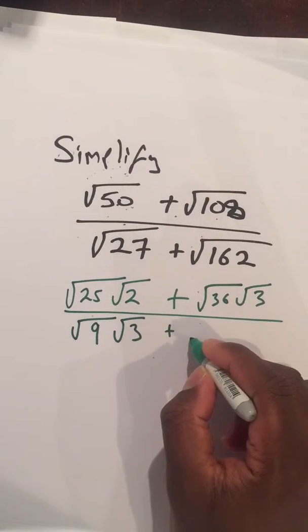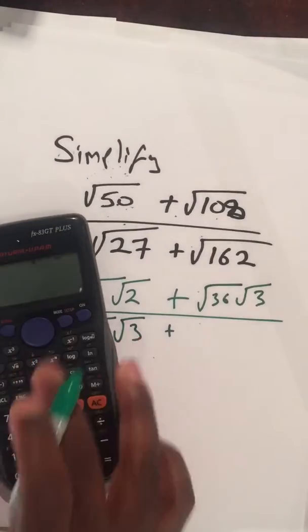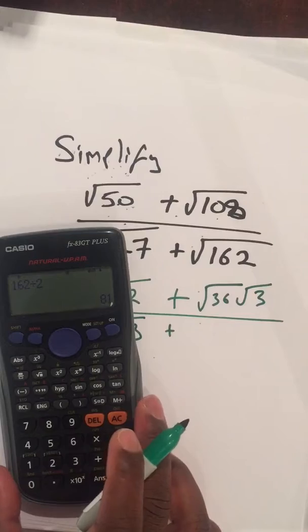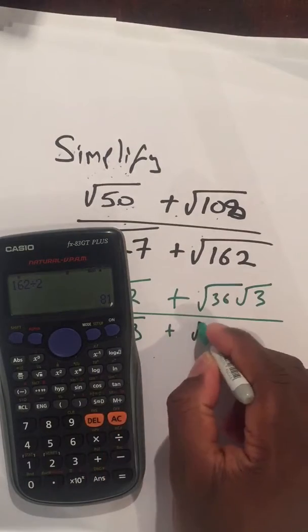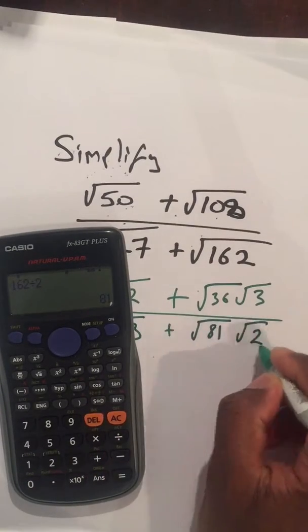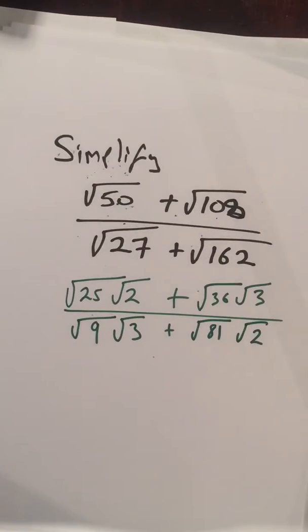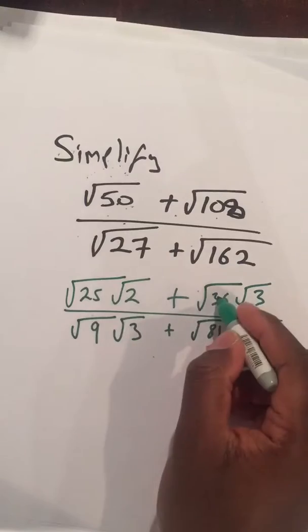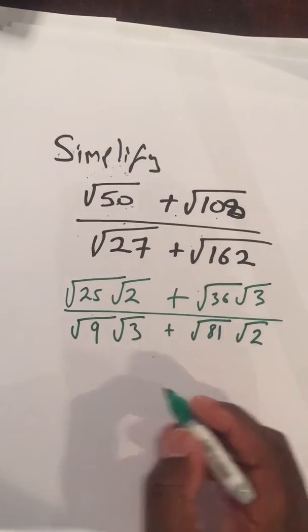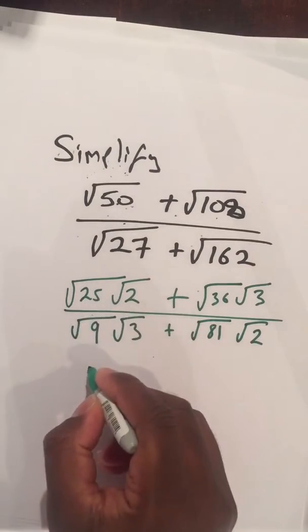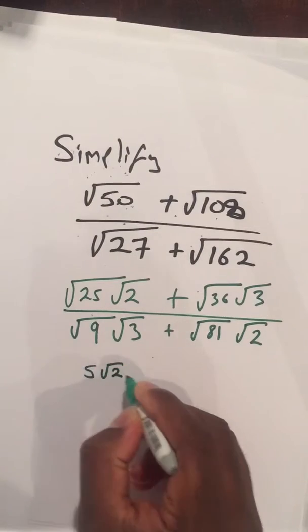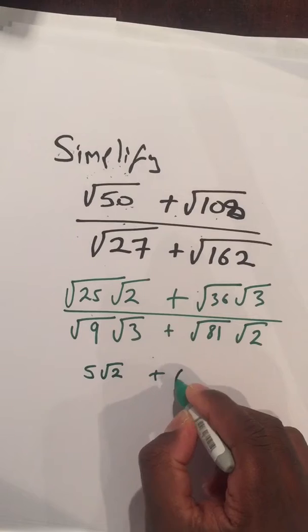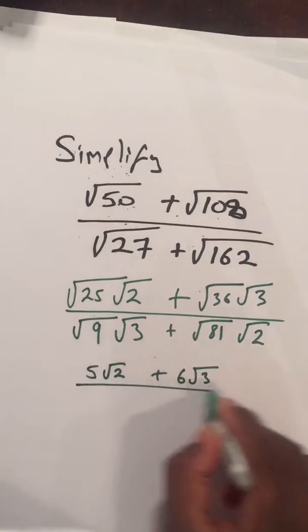And root 162, let's see. 162 divided by 2 is 81. So very quickly we could see that that is root 81 root 2. Okay. Now if I rewrite these ones that I can easily tell what the square roots are, root 25 root 2 just means 5 root 2. That one there, root 36 root 3, means 6 root 3.